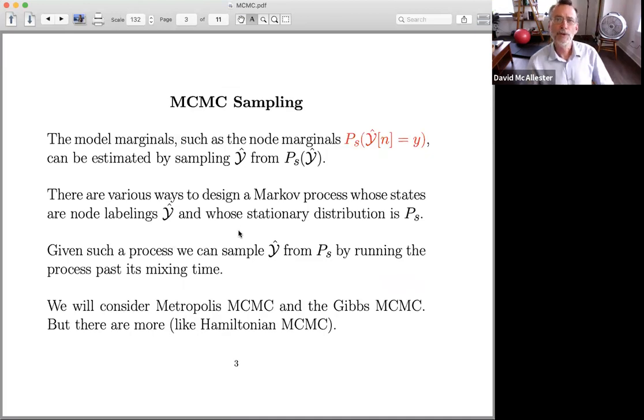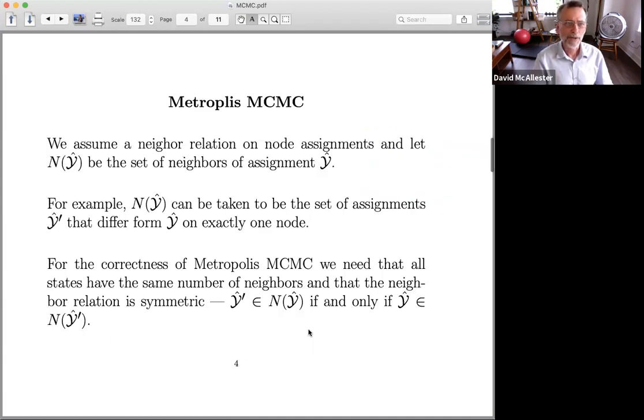So we're going to look at two particular stochastic processes, Metropolis and Gibbs. There are more exotic ones. There's a Hamiltonian MCMC that puts in a notion of momentum. Again, sort of reinforcing the connection between SGD and MCMC. So let's first look at Metropolis.